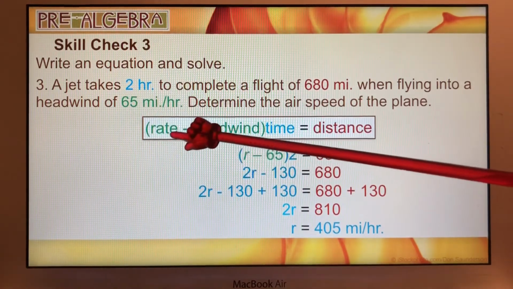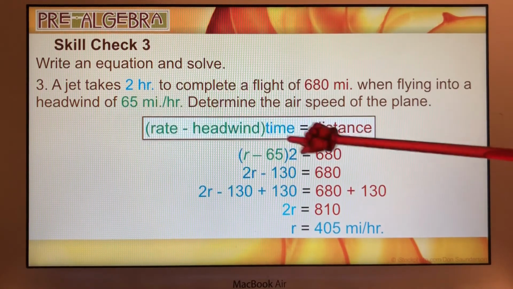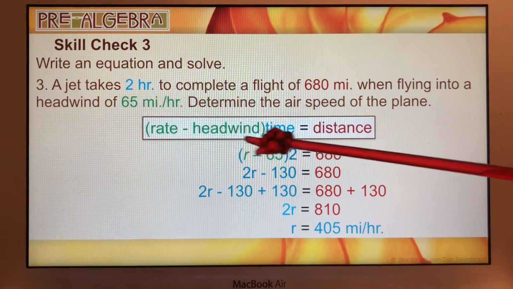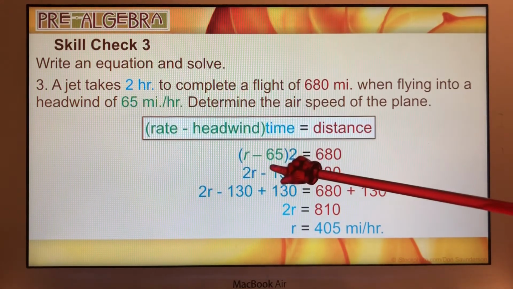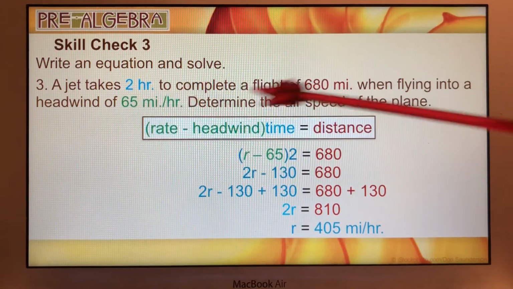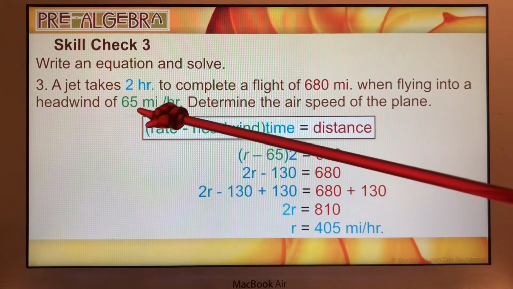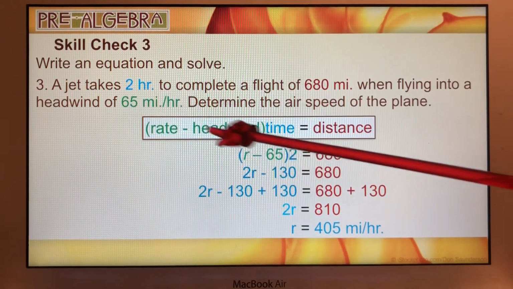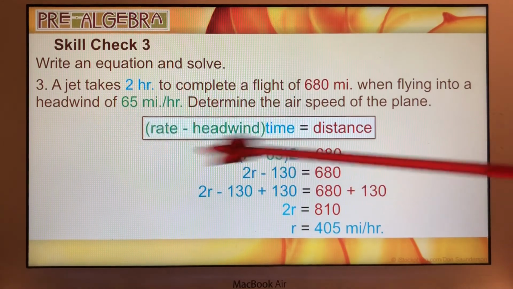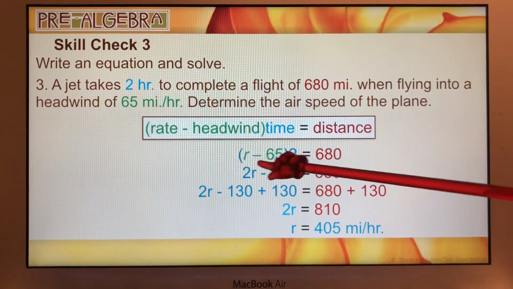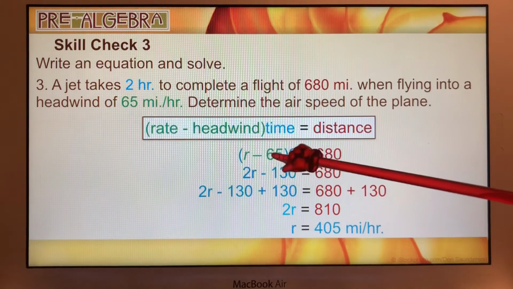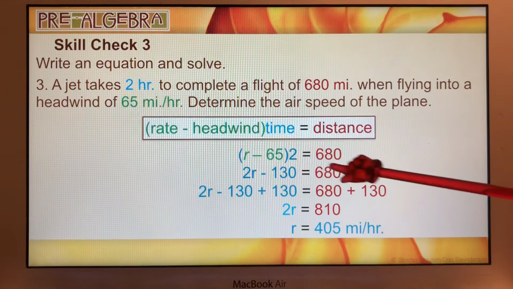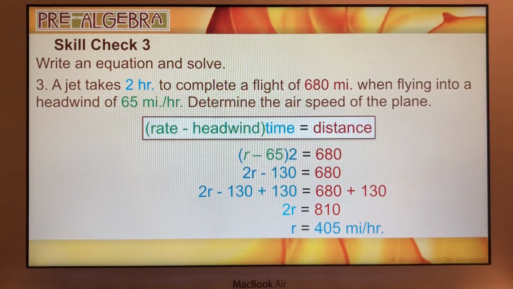Again, we're going to continue with our formula. The rate times the time equals the distance. But that rate is also minus the headwind, okay? Because here it's saying the headwind is 65 miles per hour, and we're trying to find the rate of the plane. So R minus 65, okay? And then the time was 2 hours, and our distance was 680 miles.